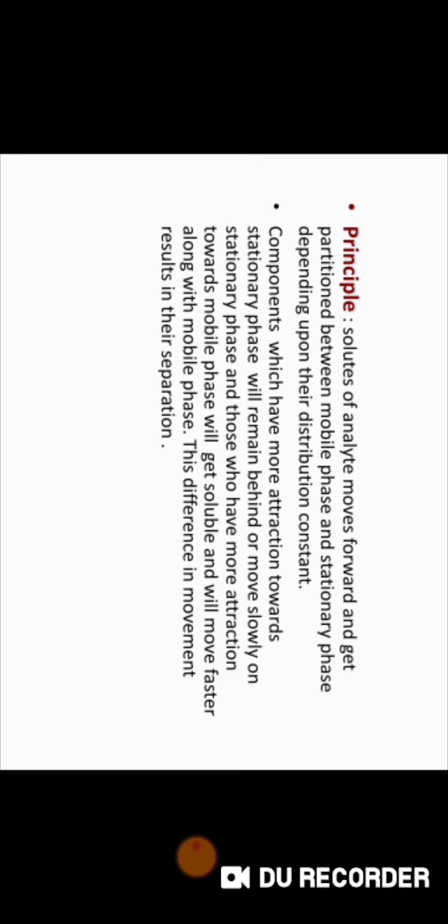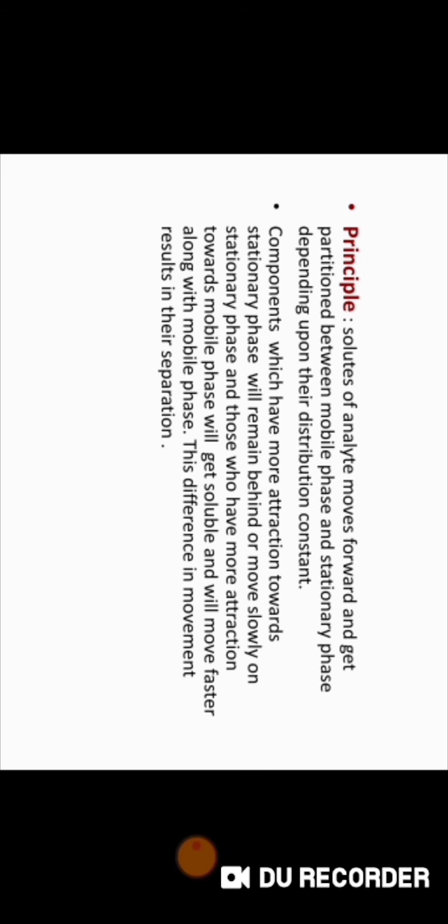So what does the principle mean now? First of all, the principle says that there will be a distribution of analyte between these two phases, and second, it says that if a component has more attraction towards the stationary phase, it will move slower, because we know what the stationary phase does. The stationary phase retards the movement, so ultimately more attraction towards the stationary phase means more retardation of movement of that component.